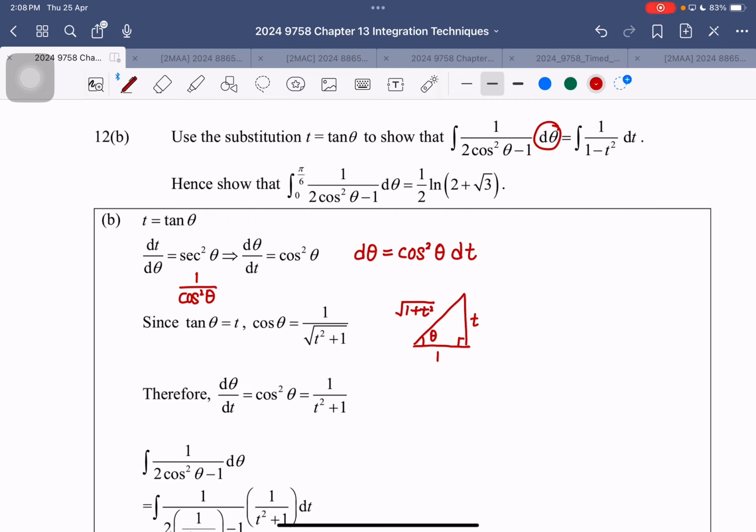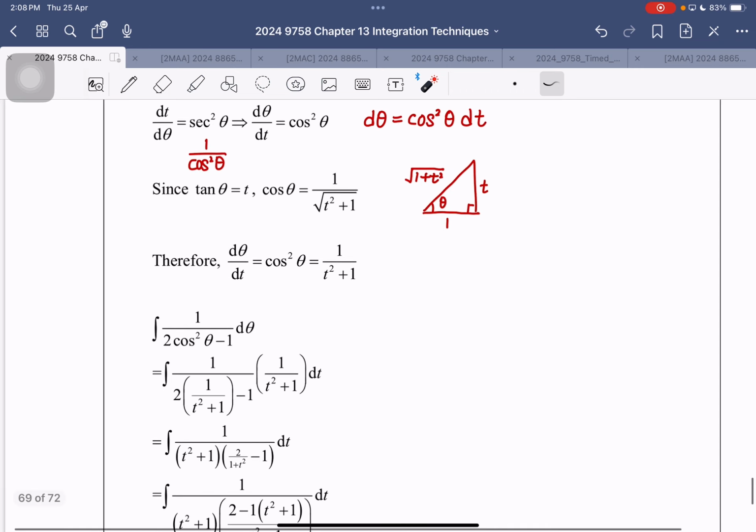So in this case, when you are converting from d theta to dt, you need cosine, so this is your cosine. We can see that cosine squared is actually 1 over t squared plus 1. So you must stay focused. What do you need? I need to change every theta to the equivalent t. Now you can see that everything is ready. We are ready to replace this d theta with this, and to replace cosine squared with our t expression. So we can put them in now.